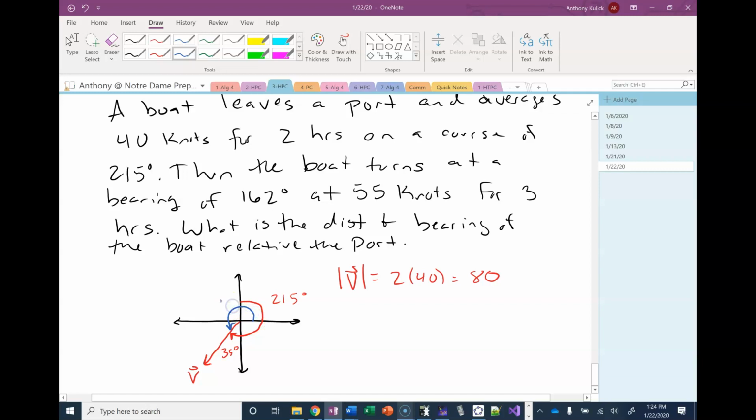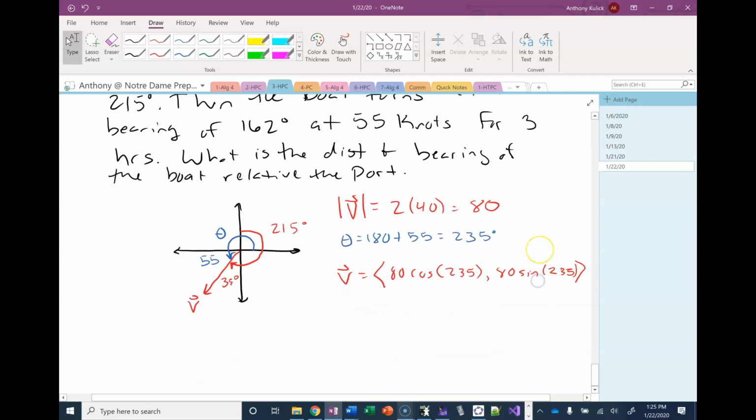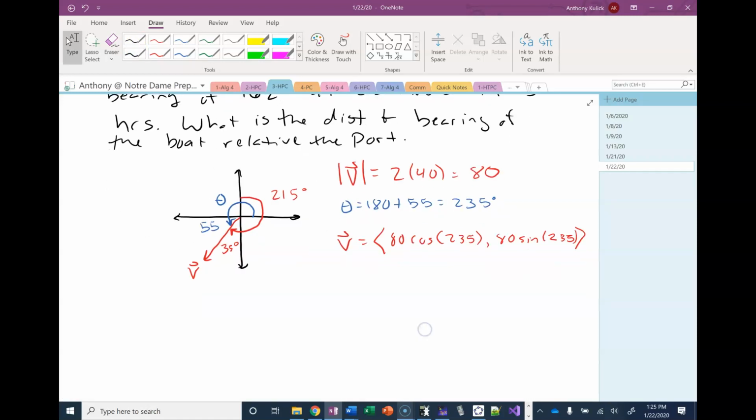But to translate this to component form, I need this standard position angle theta here. What is that angle theta going to be? Well, it's going to be 180 plus 55. So we can say v is then 80 times cosine 235, comma 80 times sine 235. If you want to convert that into decimals right now, you could. I'm going to leave it in exact form.